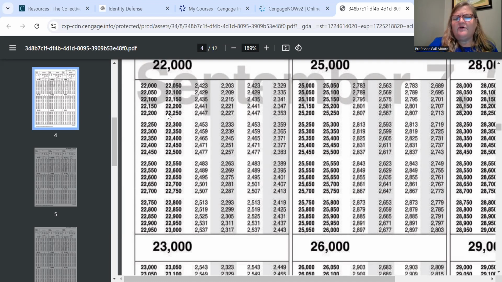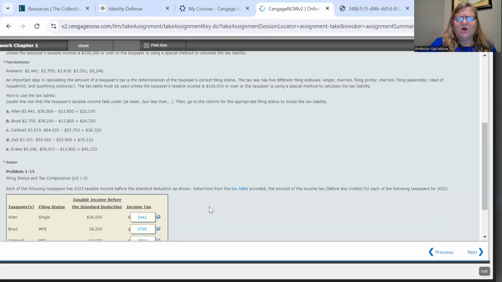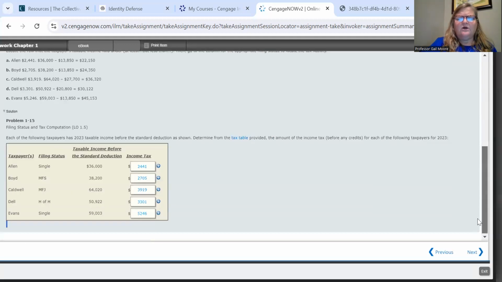When you have a number that falls exactly on the line, where it's on the lower and the upper tax rate, you've got to use the upper one. So 22,150, this first column is single, so we're going to look at $2,441 in income tax. And if you go back here, $2,441 is the tax. So then we're going to look here at Boyd.